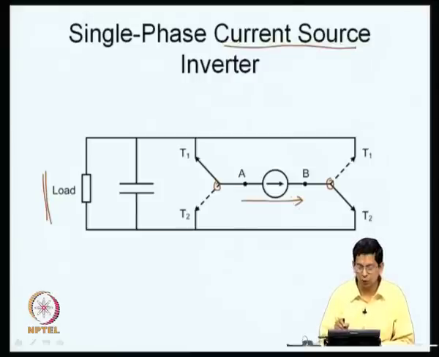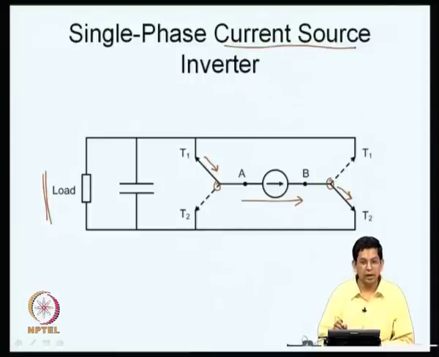Now, if it is flowing in this direction, let us say this pole at A is connected to throw T1, then it has to conduct in this direction. It only has to conduct in this direction and not in the opposite direction. Similarly, you take this connection between B and T2 here, it has to conduct only in this direction. It never has to conduct in the opposite direction.